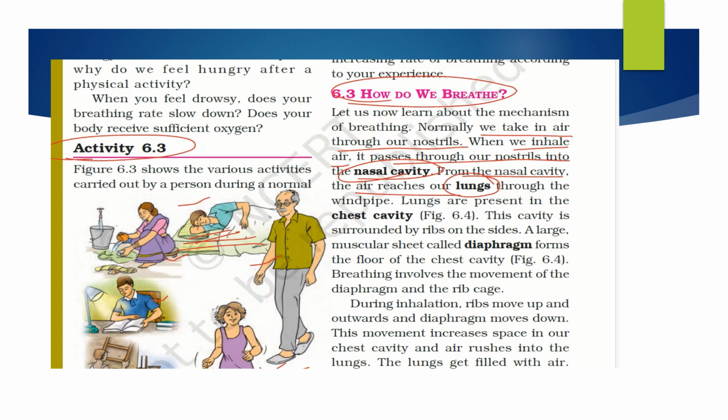Through the windpipe, the lungs are present where? They are present in the chest cavity. This cavity is surrounded by ribs on the sides, and a large muscular sheet called the diaphragm forms the floor of the chest cavity, right?